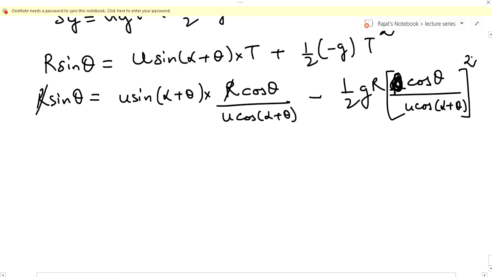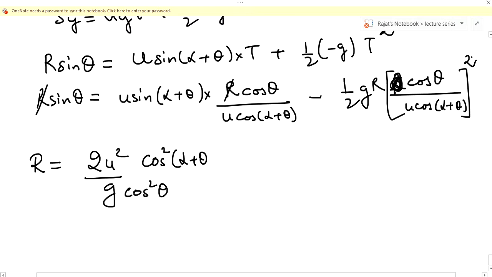Rearranging this, I want to find r. You can clearly see after rearrangement you should get 2u square by g, in the denominator you will get cos square theta, in the numerator you should get cos square(alpha plus theta), and here you will get tan(alpha plus theta) into cos theta.